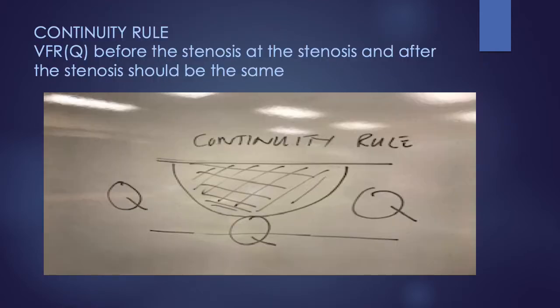So the continuity rule, as we said earlier, says that the volumetric flow rate before the stenosis, at the stenosis, and after the stenosis should be the same. How can we have that big Q pass through this small tunnel to have the same volumetric flow rate before the stenosis, at the stenosis, and after the stenosis? How can we have that happen?